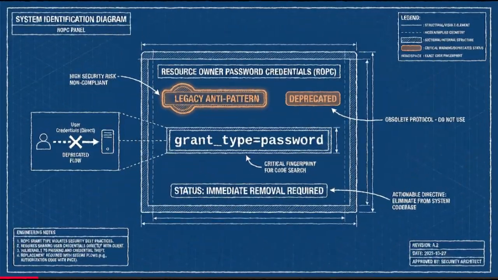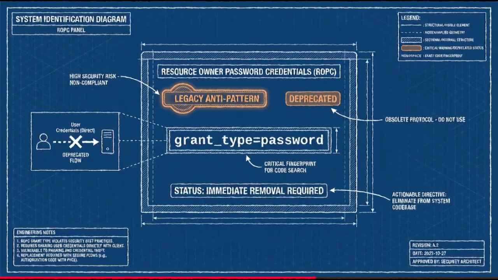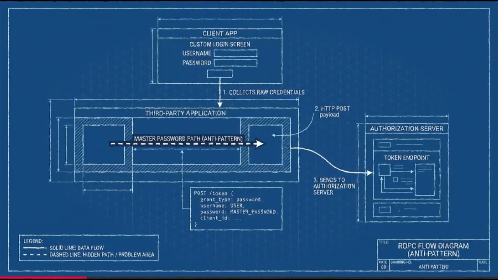Another deprecated pattern requiring immediate removal from your systems is the Resource Owner Password Credentials Flow, or ROPC. This legacy anti-pattern utilizes the parameter grant_type=password. The application presents a custom login screen, collects the user's raw username and password parameters, and submits them directly via an HTTP POST request to the authorization server to acquire an access token.